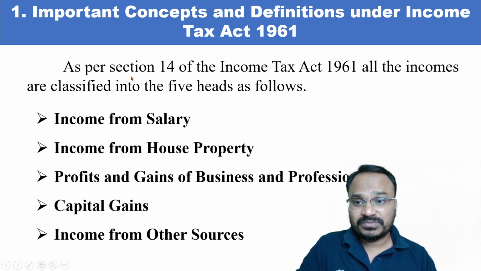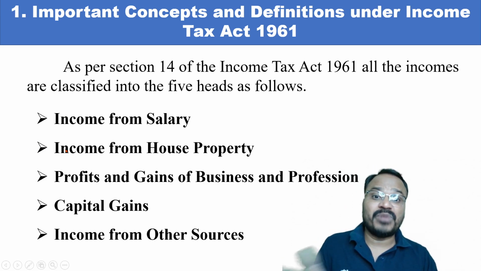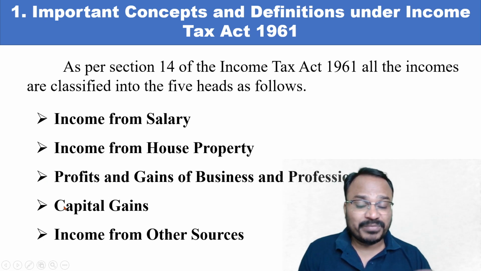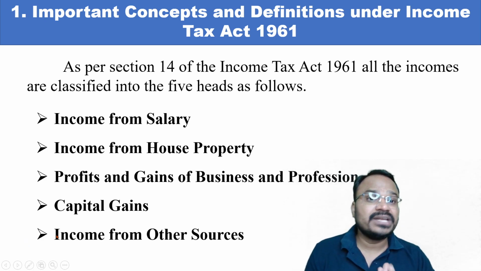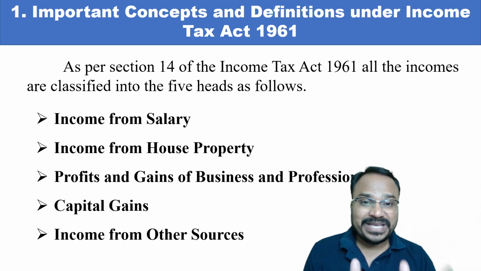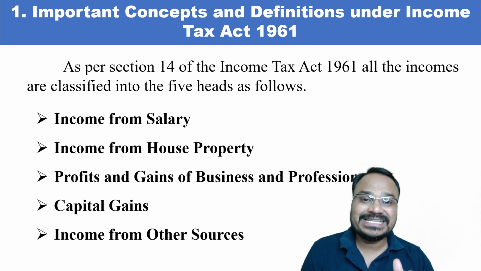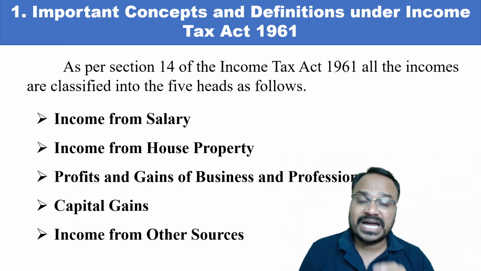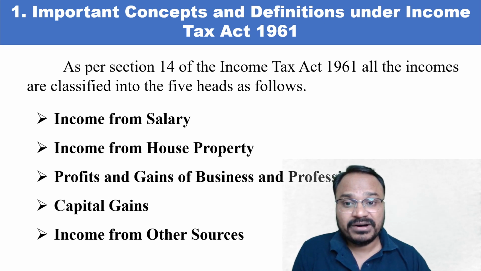Here are the titles of the heads. First title is income from salary. Second one is income from house property. Third one is profit and gains of business and profession. Fourth one is income from capital gains. And last one is income from other sources. So basically, income received by a person is categorized into these five categories, and accordingly income tax is charged on the income received by a person.